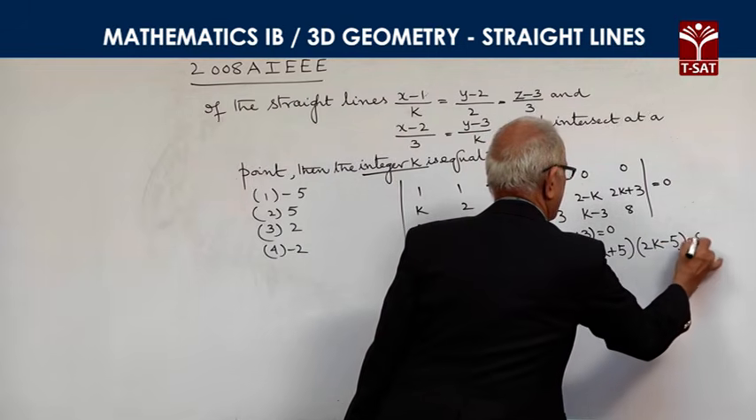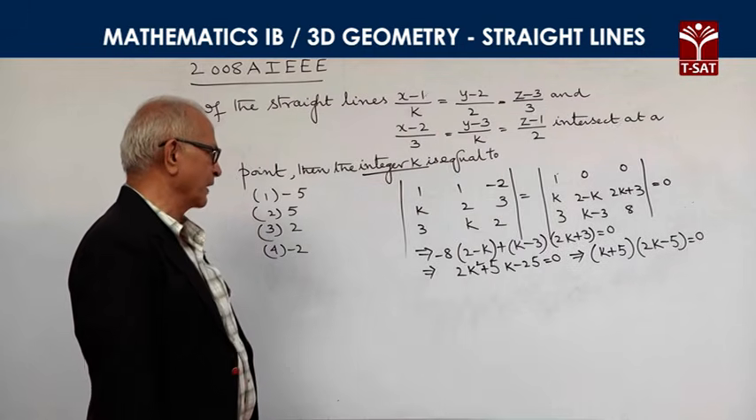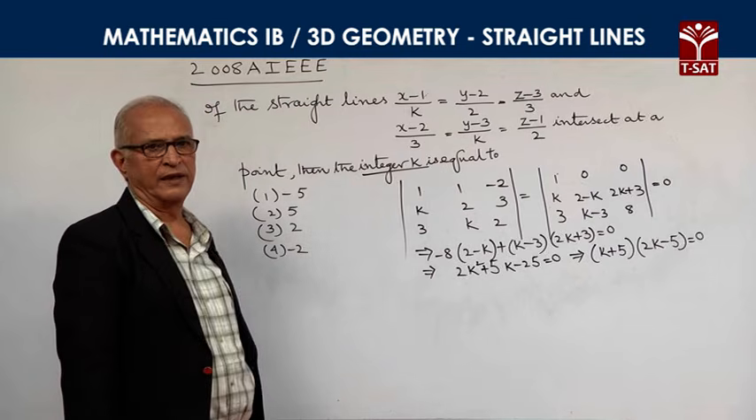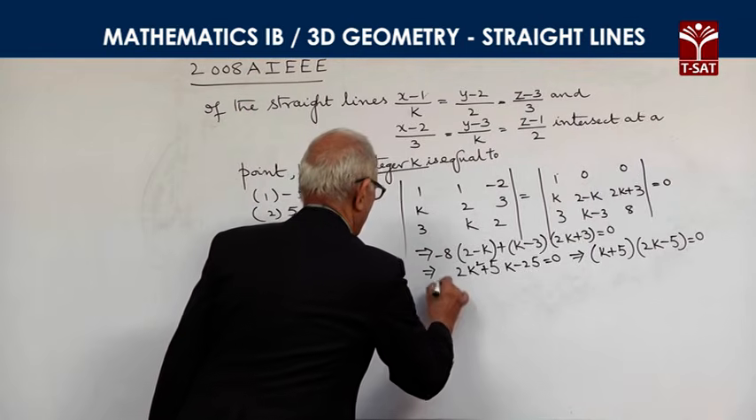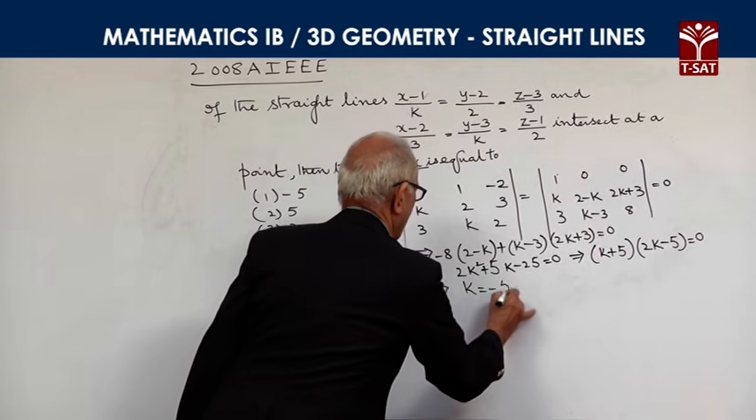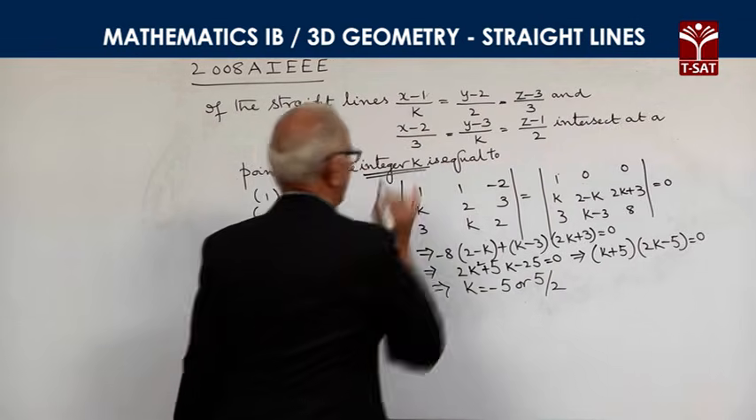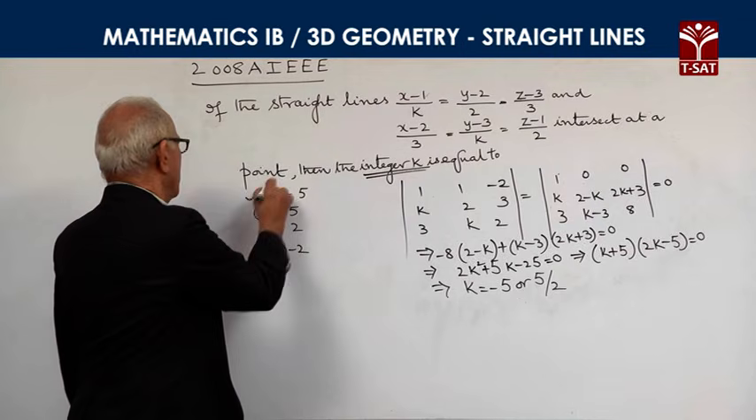That's the factorization: 2k square plus 10k minus 5k minus 25 equal to 0. So there are two values of k, one is minus 5, the other is 5 by 2. He is asking the integer value of k, so you have to leave out the 5 by 2. Only integer value of k is minus 5, which is option 1.